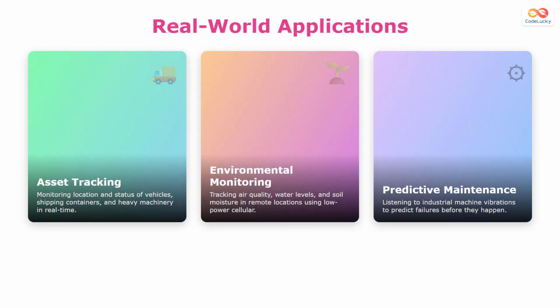This technology is used across many industries. Asset tracking helps companies monitor shipping containers. Environmental monitoring protects forests and waterways by tracking sensor data remotely. And in factories, predictive maintenance monitors machine vibrations to prevent costly breakdowns.